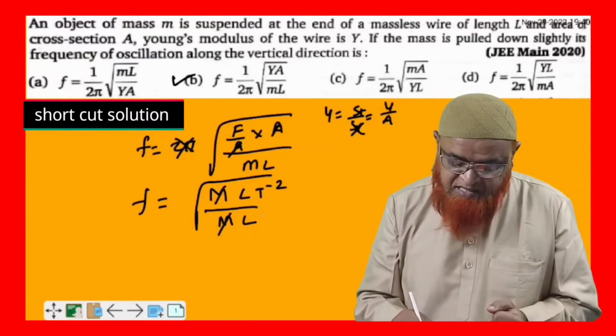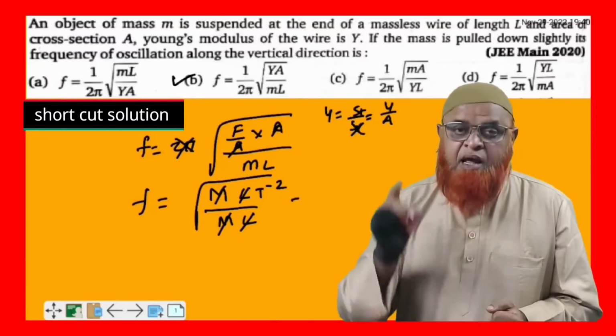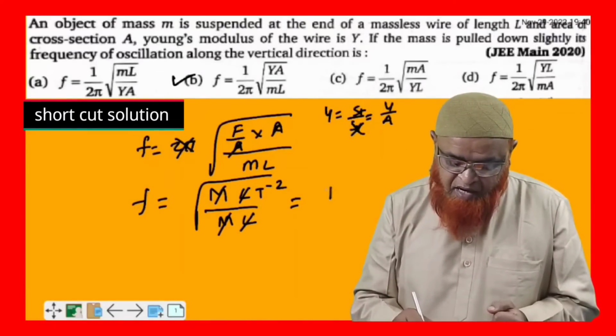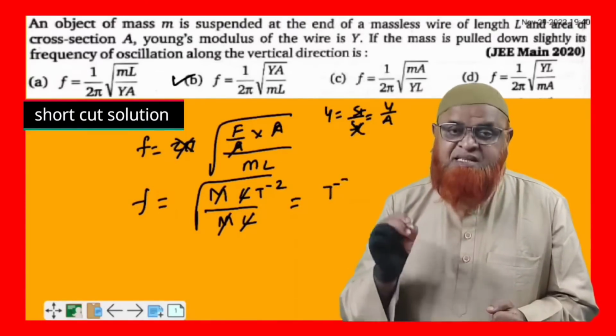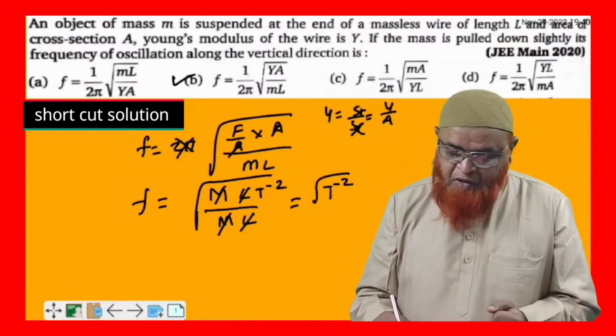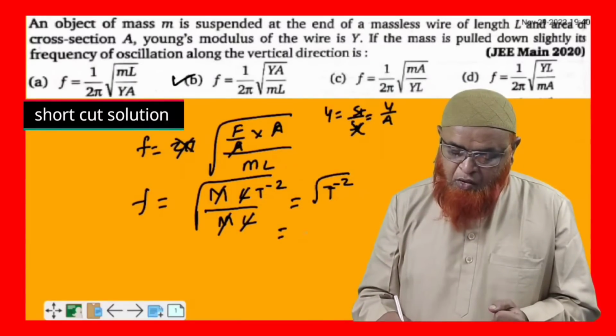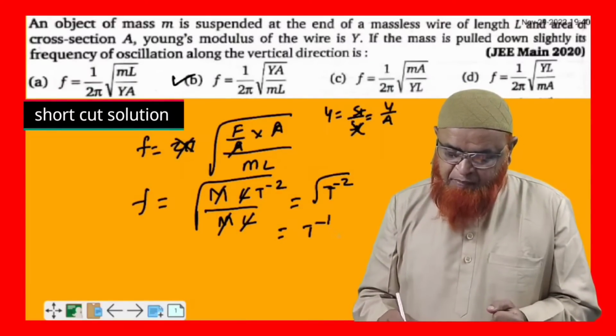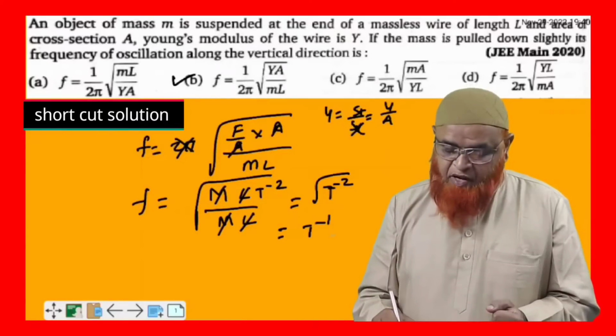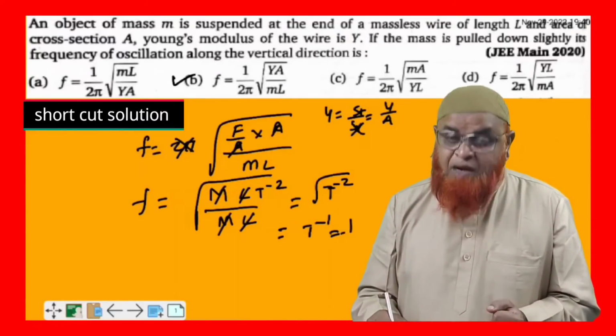Force is nothing but mass into acceleration, that is m L t power -2, and in the denominator it is m into L. So m and m get cancelled, L and L get cancelled, only t power minus 2 under root is left, which is nothing but t power minus 1, which is nothing but 1 by t.